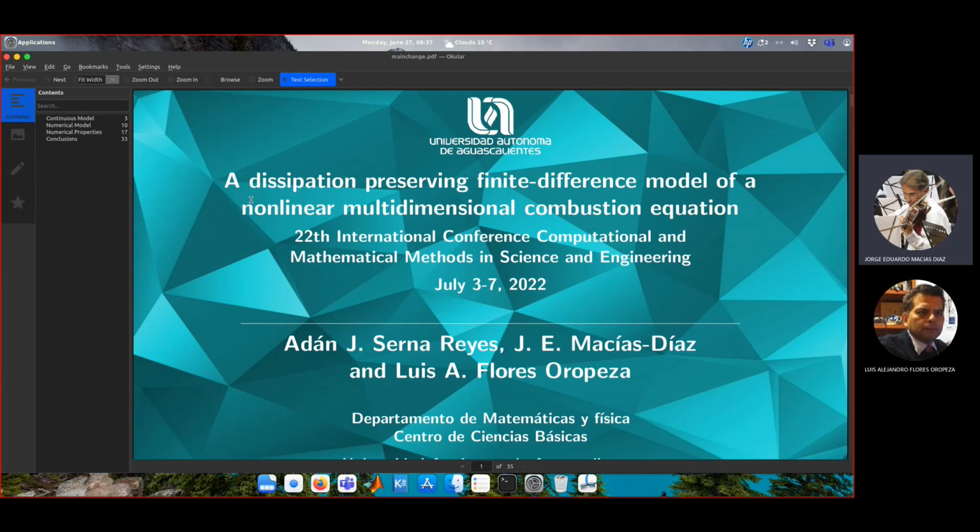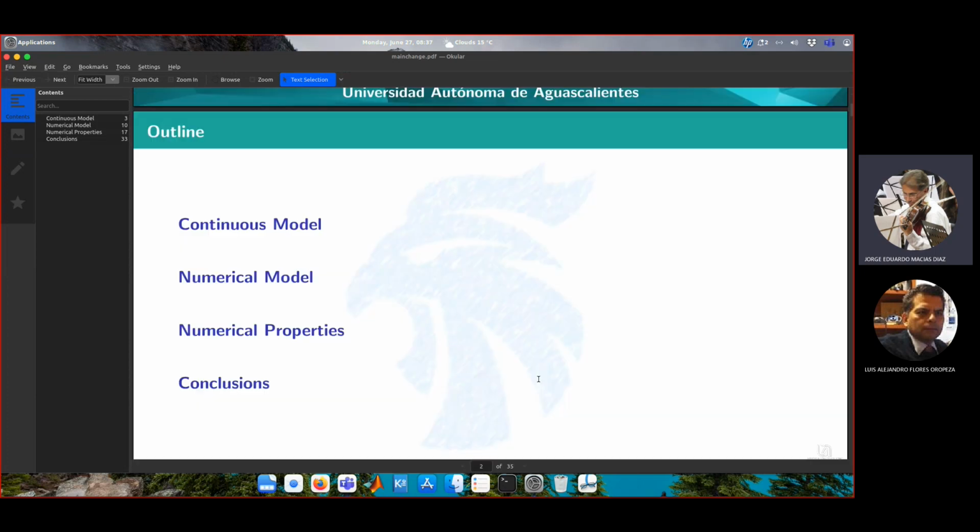Okay, this is the title of the presentation: a dissipation-preserving finite difference model of a nonlinear multidimensional combustion equation. The authors are Adán Serna Reyes, Jorge Macías Diaz, and Luis Alejandro Flores Oropesa. And this is the schedule of our presentation.